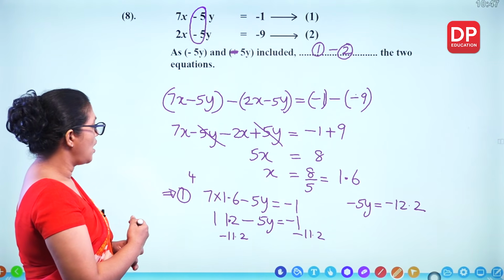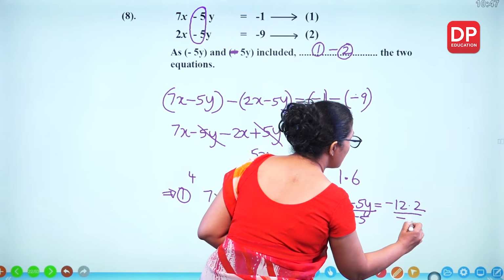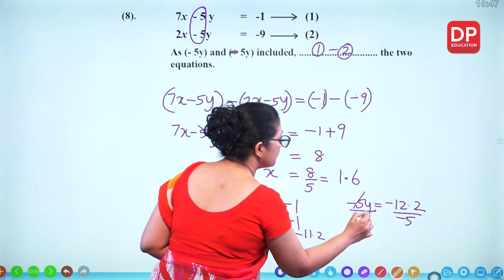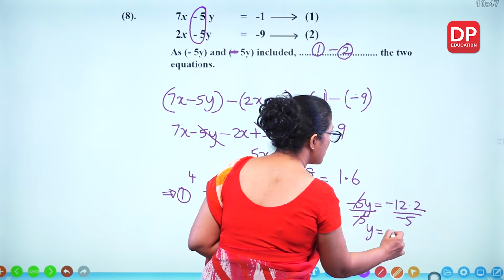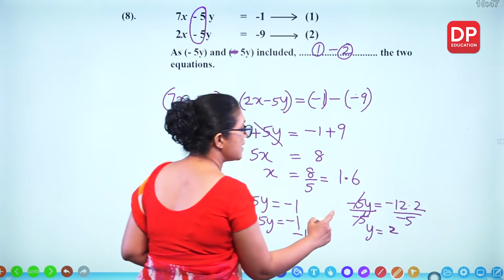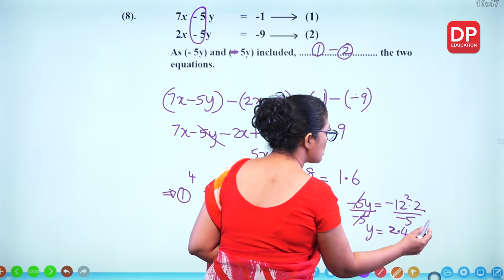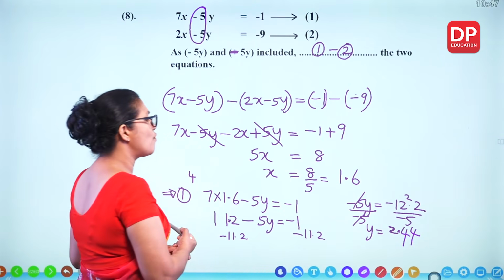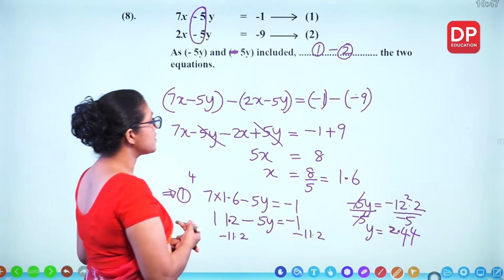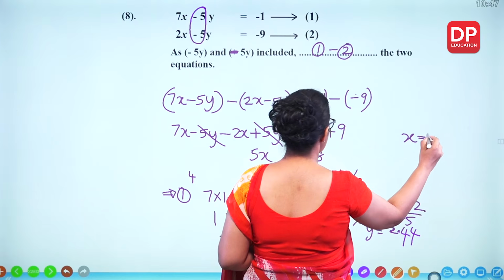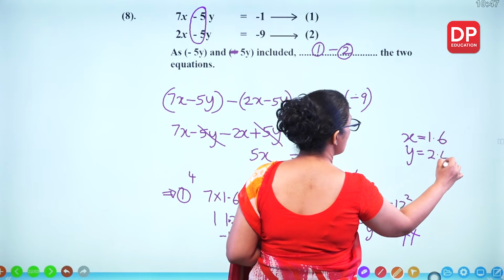And now how do you get y? Divide this by minus 5. So you get y equals, minus minus becomes plus. 5 times 2, 10. 12 over 5, that's 5 times 4, 20, and another 20 is there, 4. So 2.44. So you can get decimal answers as well. So what's the solution here? x equals 1.6 and y equals 2.44.